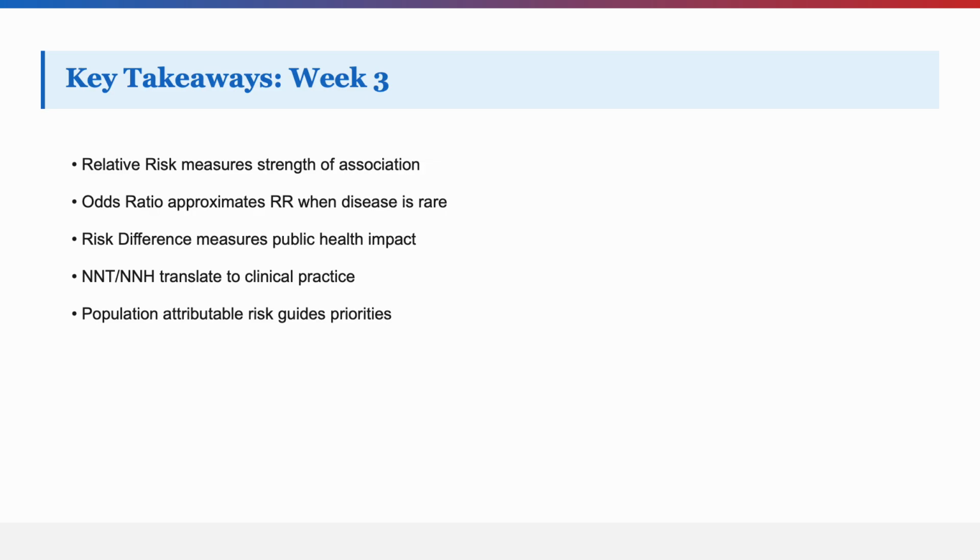NNT and NNH translate these measures into clinical practice. How many do we treat to help one? How many do we treat before harming one? This supports benefit-risk decisions. Population attributable risk considers both strength of association and prevalence of exposure. It guides population-level priorities. For healthcare managers, these tools help you evaluate evidence, allocate resources, and communicate with clinicians and the public.